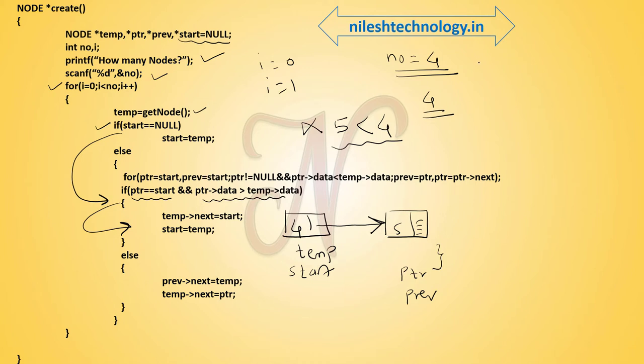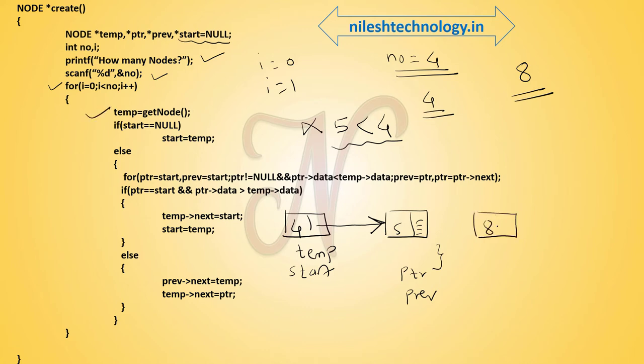Okay, like this way we add the numbers in a sorted manner. So let's see, for example, your next number is 8. Again going to first, temp equal to getnode. So here we create one node. For example, this is your temp. Then start is equal to null? No, it is going to else.